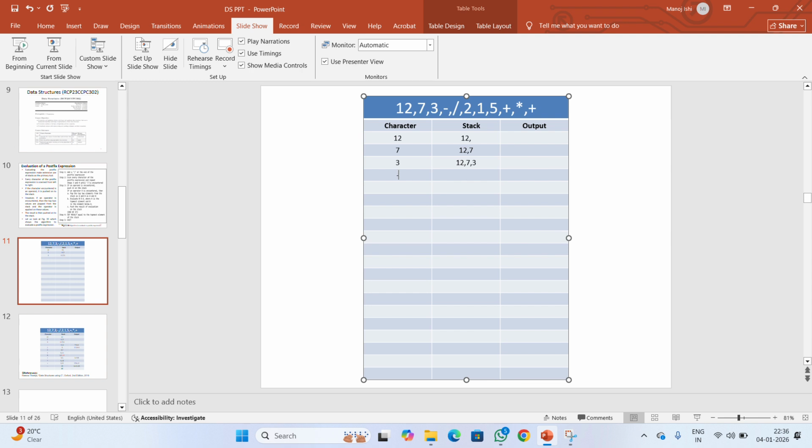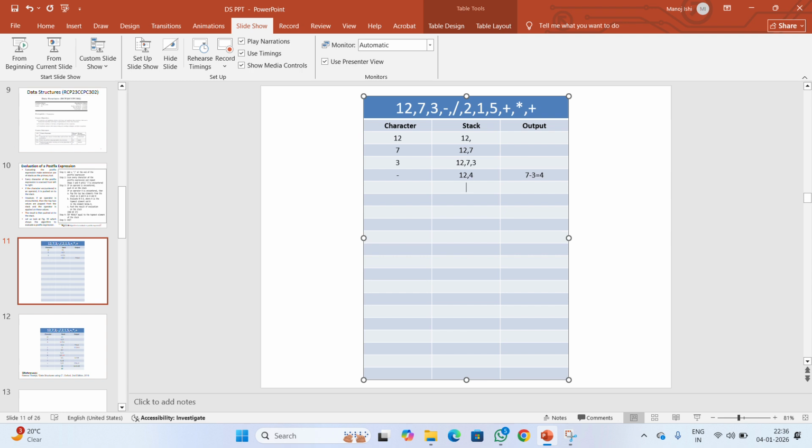Now the next is minus. Minus is an operator, so we have to pop the two operands, that is 7 and 3, where 3 is the topmost element and 7 is next to the top, so 3 becomes A and 7 becomes B, and we apply B operator A, so the operation will be 7 minus 3. The result is 4.